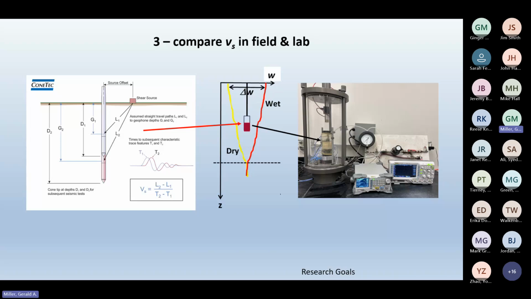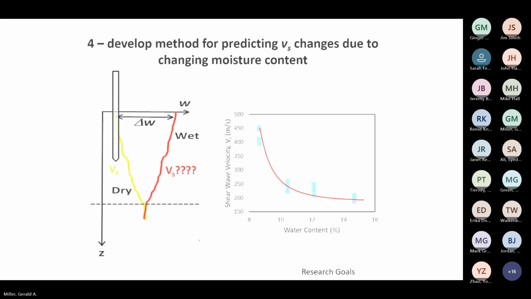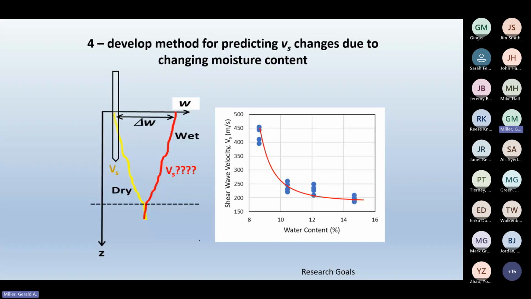And we wanted to compare them to see how robust those field and lab measurements are, see how well they compare. So that was another goal. And there was a secondary goal to that I'll describe when I show you the data. And then ultimately, once we've studied this, the idea was, could we then, just like we did for SPT and tip resistance, develop a method to predict changes in shear wave velocity as a function of changes in water content or suction?